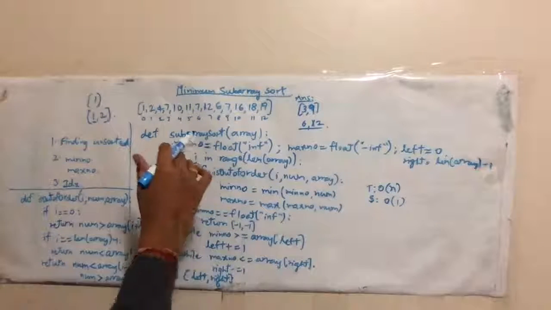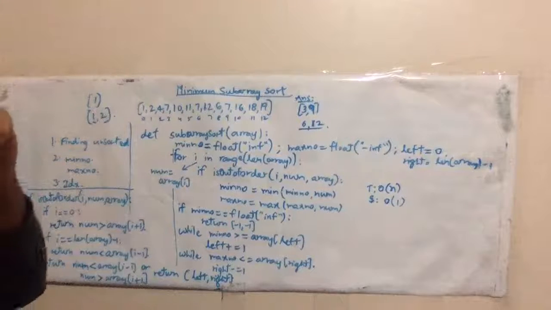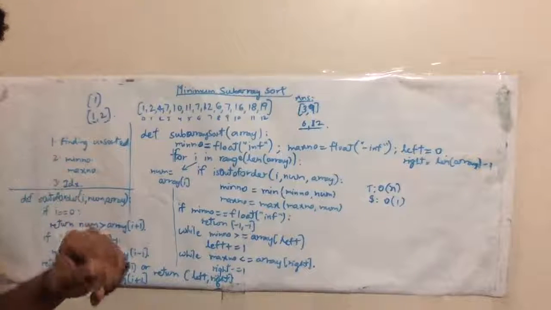So this is regarding finding the minimum unsorted subarray problem. This completes this.